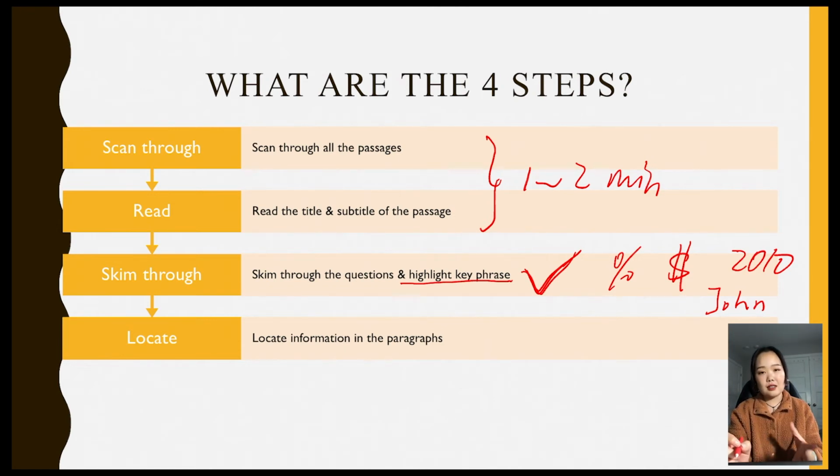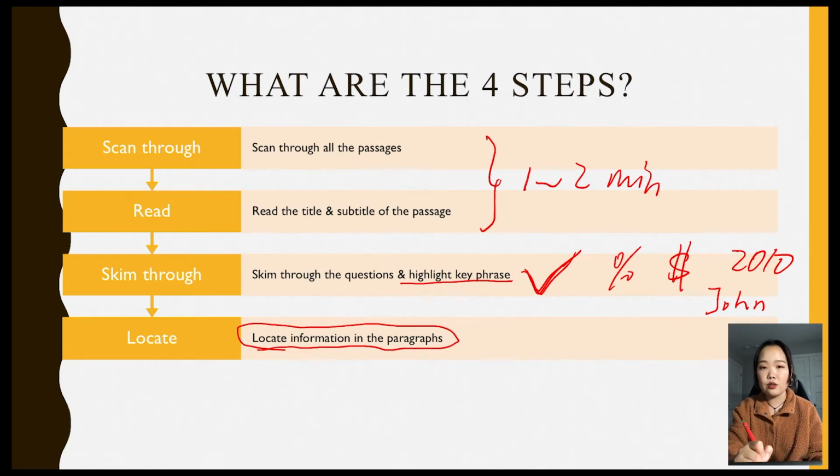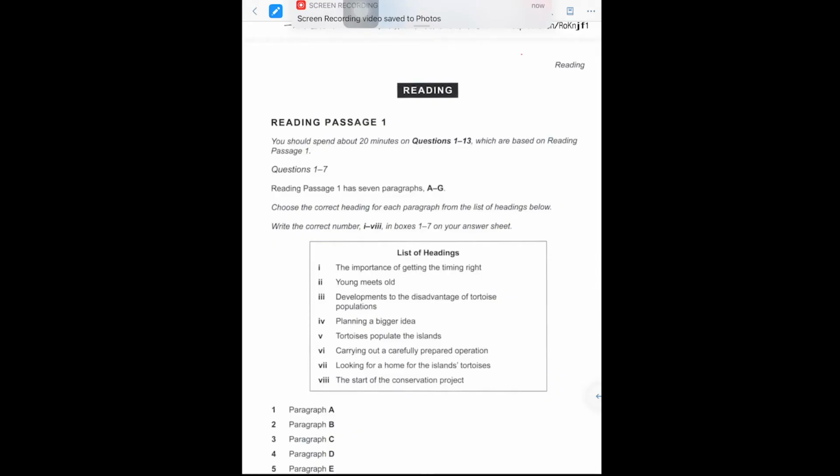And the last step is to locate information in the paragraphs. This step usually takes the longest time among the four of them, because this is actually the step that helps you find the answer. So, now let's take a look at an example. I'll use an example of the reading test to demonstrate how to proceed through these 4 steps. Here I'm using Cambridge English IELTS book number 12, test 7.